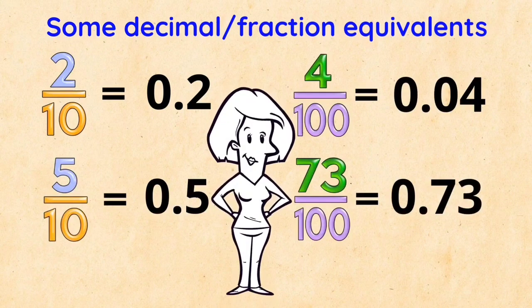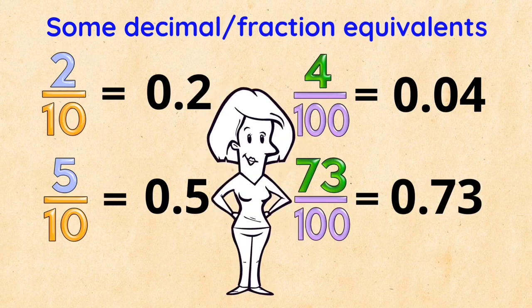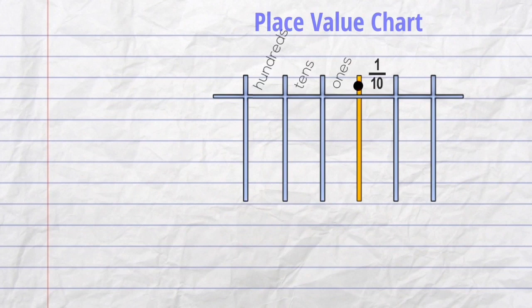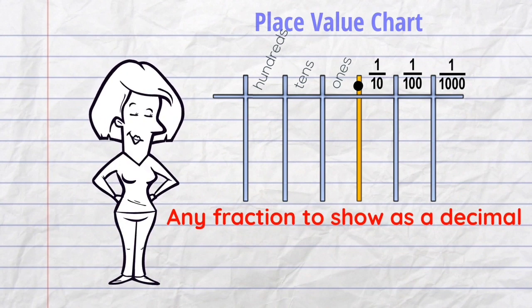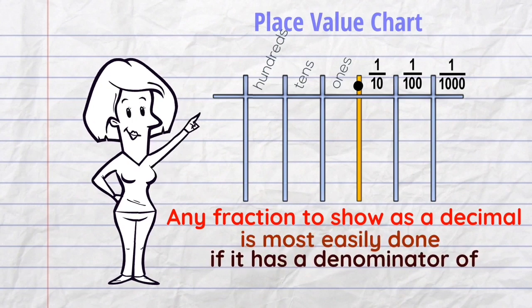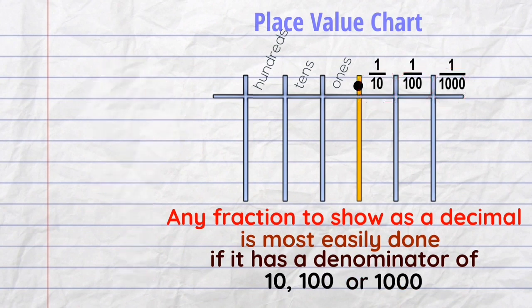Yes, but it is not easy to remember all the fractions. So we will use the skills that you have already learned. Let's bring our place value chart to help us. And you already know the fraction columns. Yes? So any fraction is most easily shown as a decimal if it has a denominator of 10, 100, 1000 or so on.